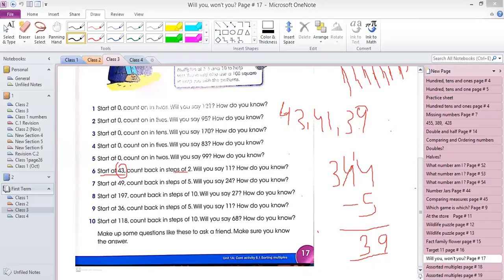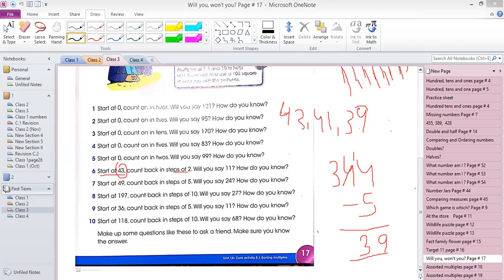Grade 3 mathematics, guys. The last topic which we were studying was "Will you, won't you," on page number 17. In the last class we completed questions 8, 9 and 10, which were about counting back in steps of 10 and counting back in steps of 5. So a quick revision for the last questions, guys. Then we will start a new topic, that is assorted multiples.